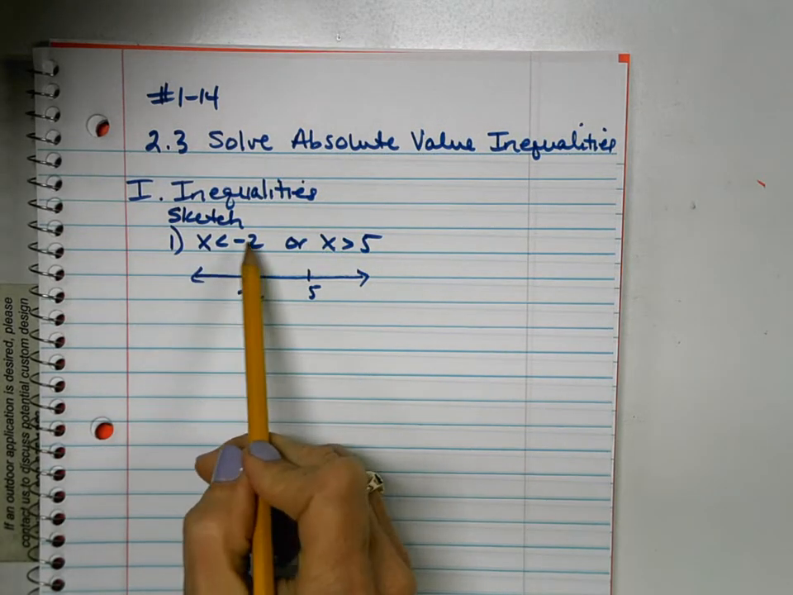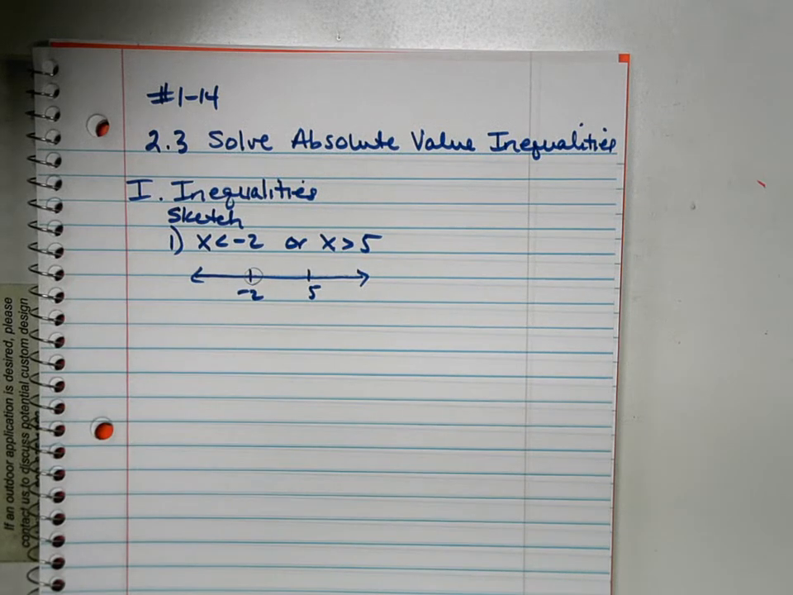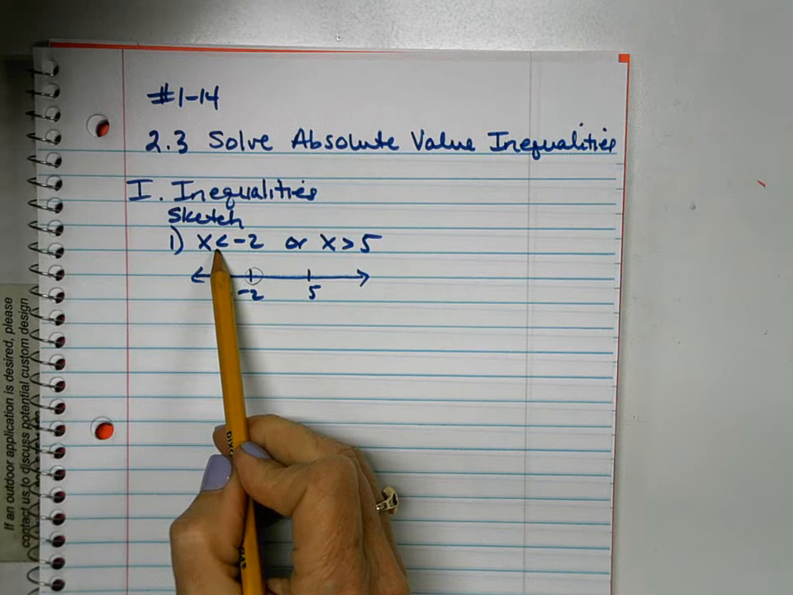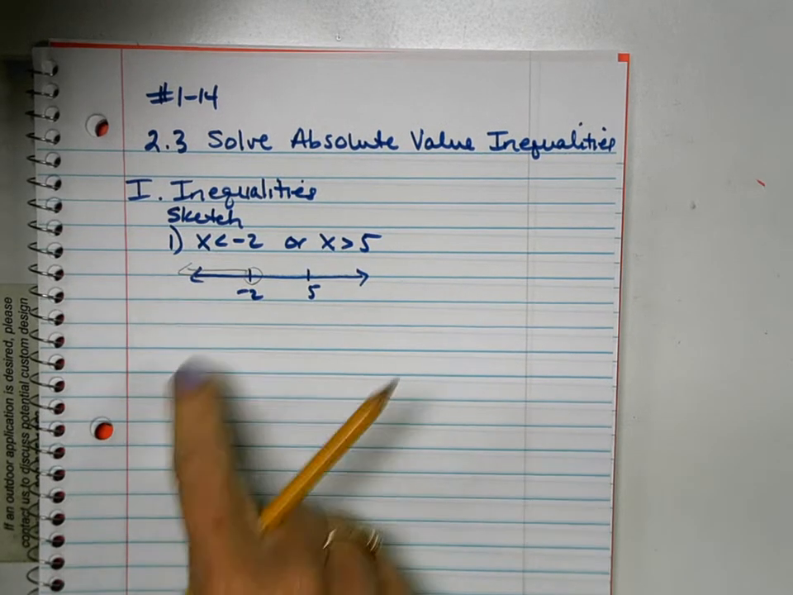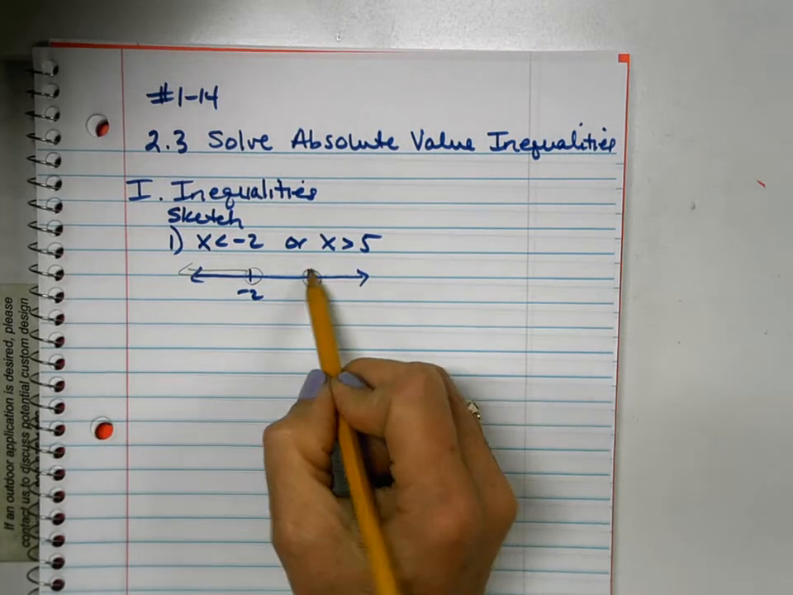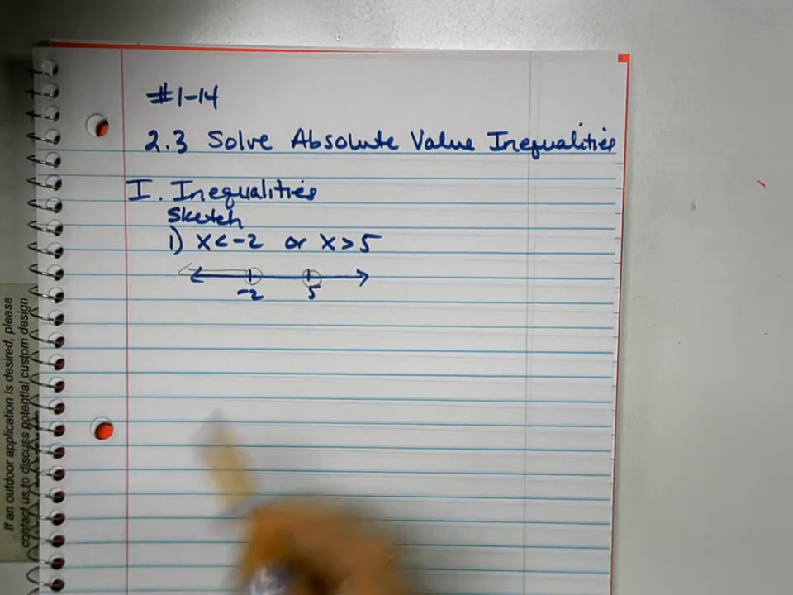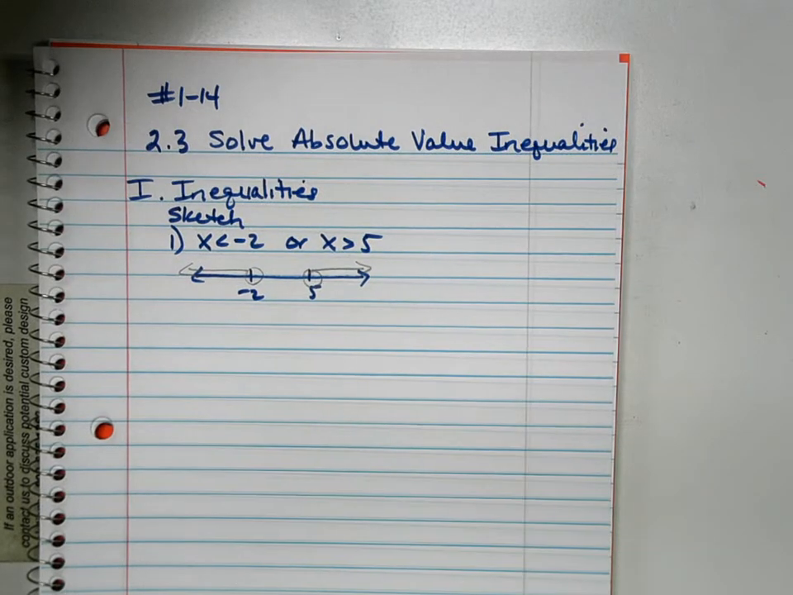If x is less than -2, since there's no equal sign, I'm going to put an open circle at -2, and then it's either everything to the left or everything to the right. Less than should be which way? To the left. So everything in here would make that inequality true. X is greater than 5, again there's no equal sign, so I'm going to put an open circle. Greater than would be to the right, so everything over here would make that inequality true.